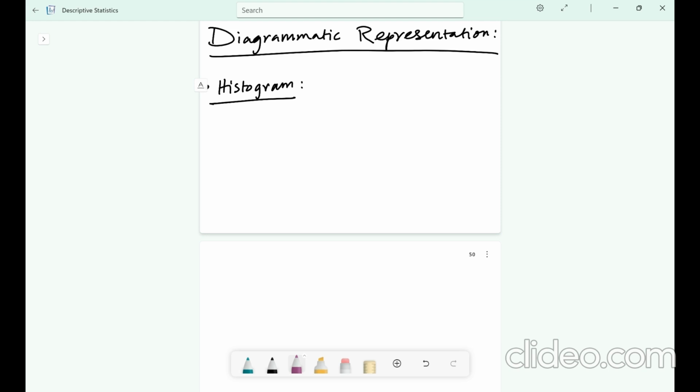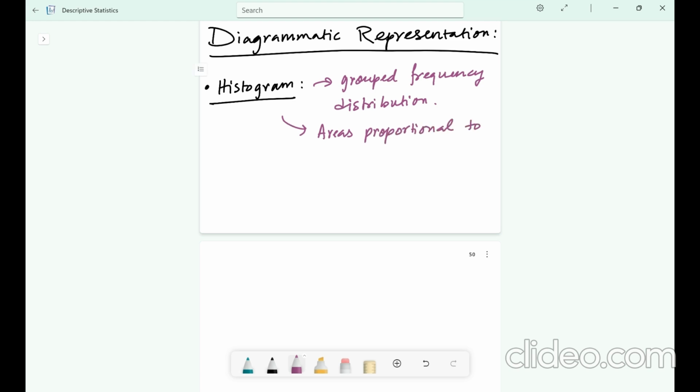What is a histogram? A histogram is the most common diagram of a grouped frequency distribution. It consists of adjoining rectangles drawn on a baseline with areas proportional to class frequency. This is also important: areas proportional to class frequencies.